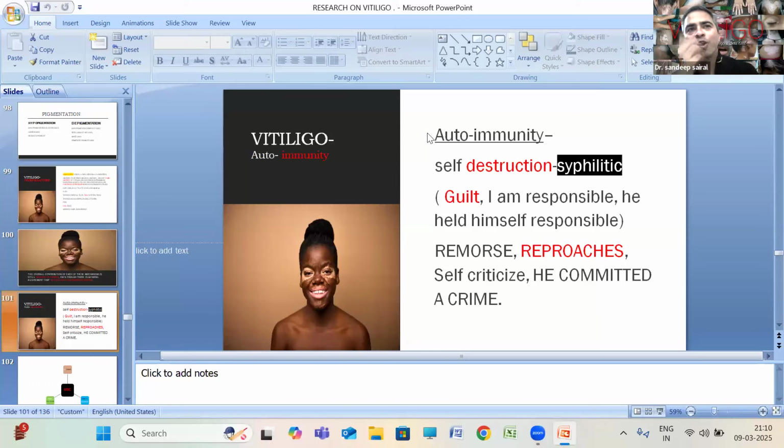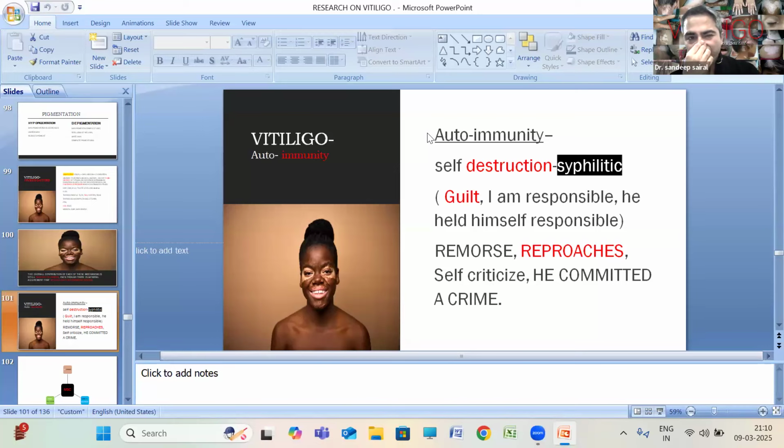So see, on a regular basis he is criticizing. Maybe this is my hypothesis: on a regular basis he is criticizing his hands and fingers, blaming them, hating them, and after some time he considered them an enemy. Hands and fingers. What happened? The immune system was directed towards the hands and destroyed the melanin over there. So he developed vitiligo on his hands and fingers.